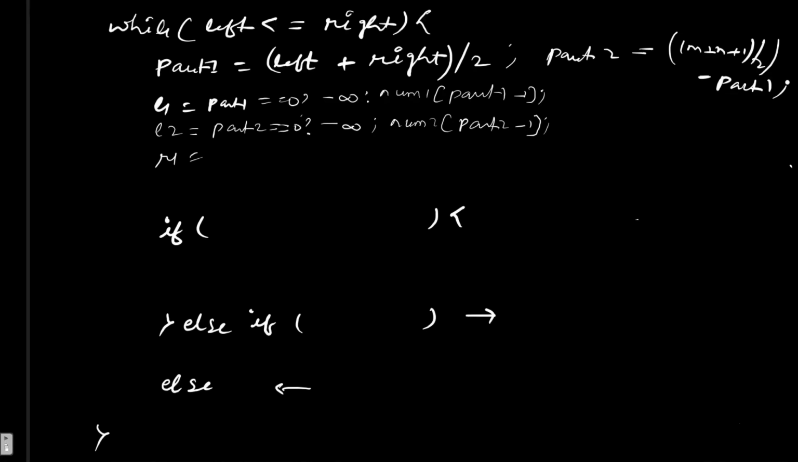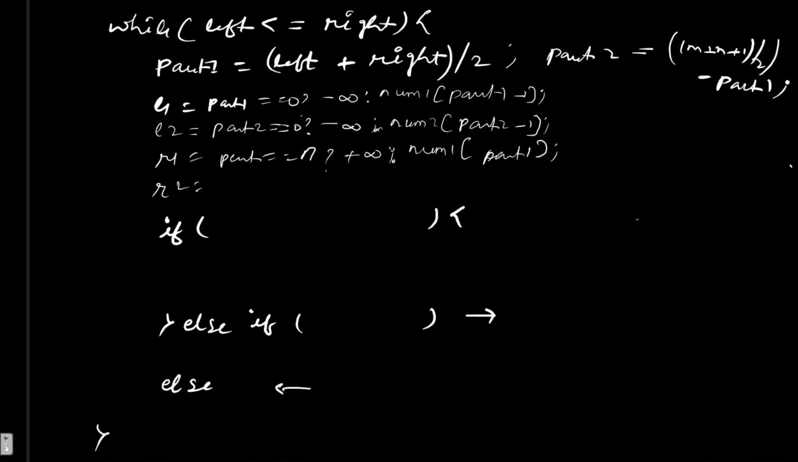R1 will be similar. We have to check whether partition 1 is equal to n. If it is true, then we put plus infinity, and if it is not true, then in that case we can put nums1 at partition 1.